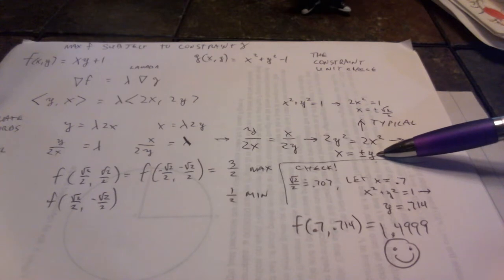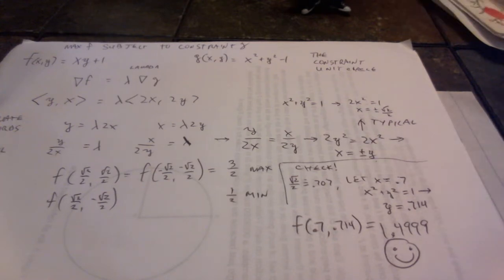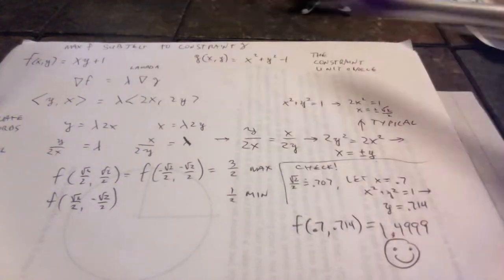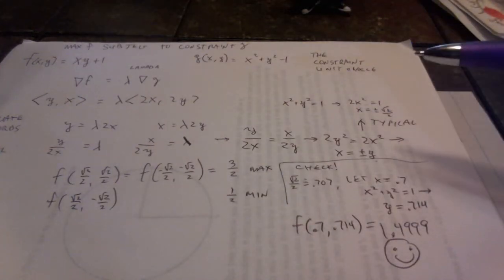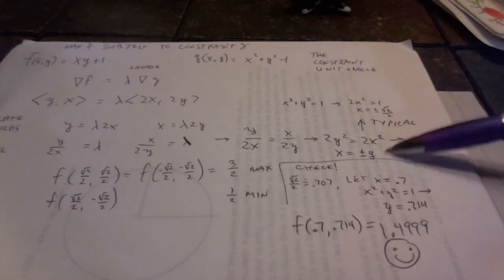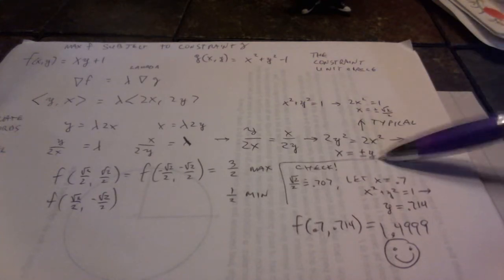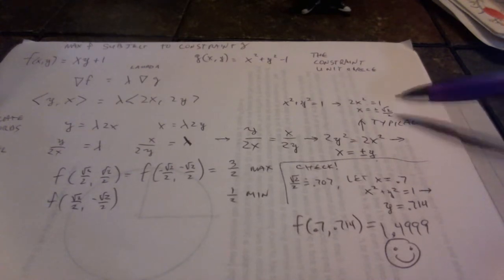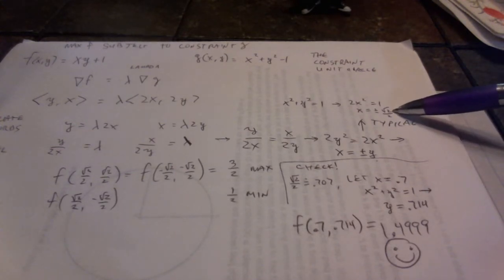x equals plus or minus y, which if you think about it, kind of made sense. We're trying to max that surface, which if you remember what the shape was, that x equals y seems like a very reasonable thing to happen. X equals y in the unit circle means you're at those 45-degree markers. You were at square root of 2 over 2, comma square root of 2 over 2 in the first quadrant, etc.